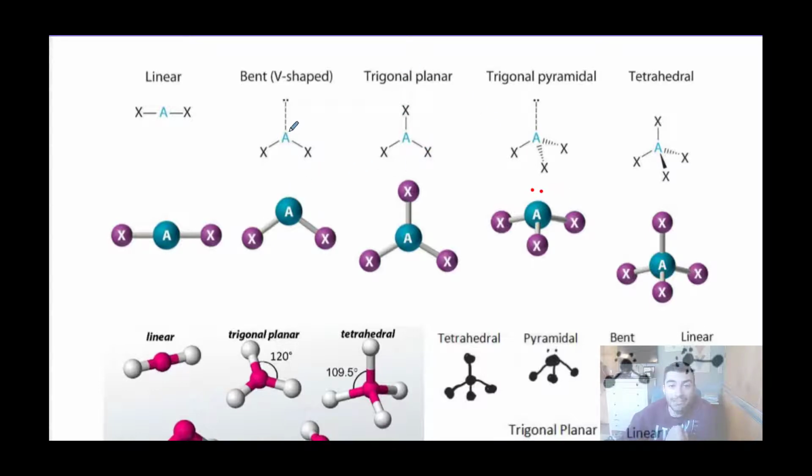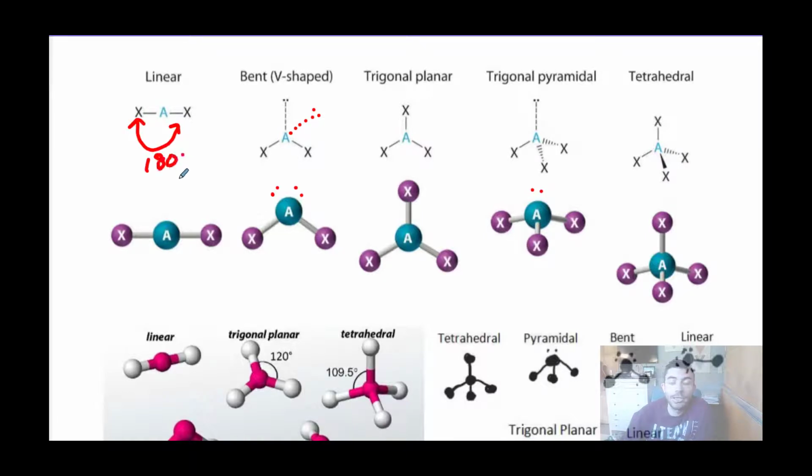2 bonds, and we should actually draw another lone pair in here. 2 bonds and 2 lone pairs would be like me replacing 2 of these atoms in the tetrahedral with lone pairs. I get a bent shape. And then if I replace 3, I just have linear. A linear shape could form between just 2 atoms that are bonding, or I can have a central atom with 2 bonded domains and no lone pairs, and those 2 domains could get 180 degrees away from each other.